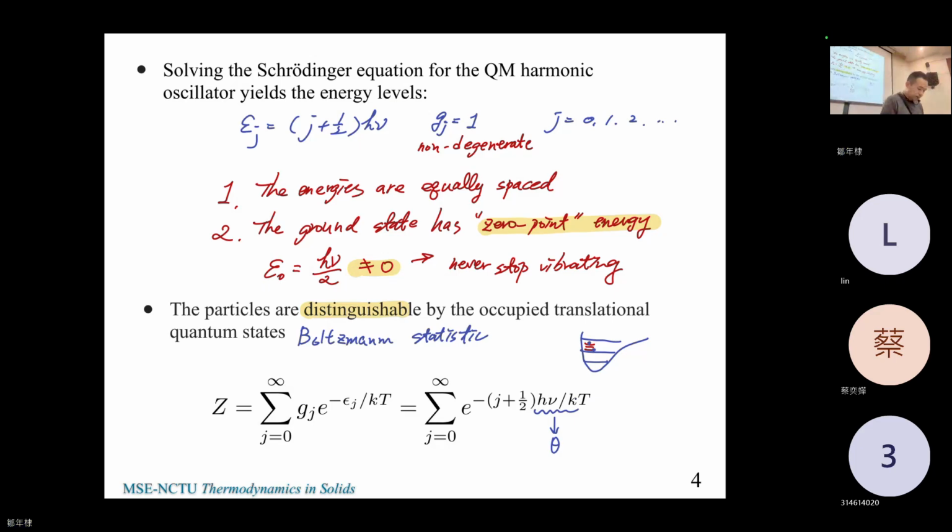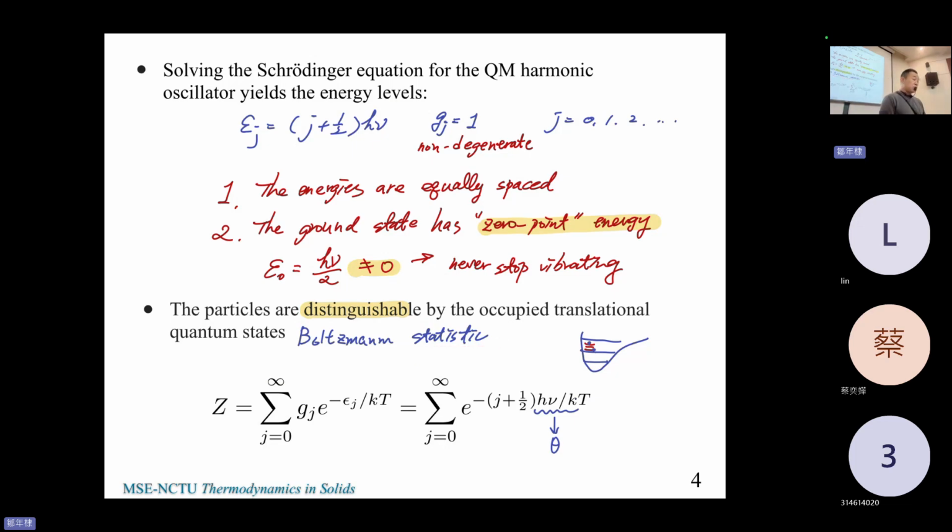And then we found that this is distinguishable because the translational quantum states are so packed in energy, so you can always find your own direction. So you can identify particles by different translational quantum states. So we can regard it as distinguishable. When you regard this as distinguishable, you can have Boltzmann statistics.